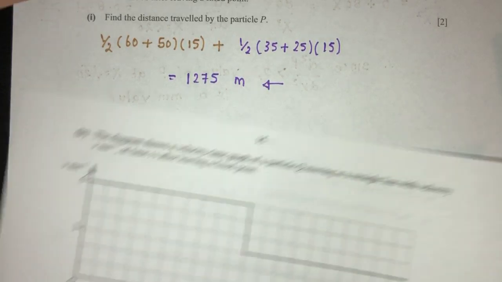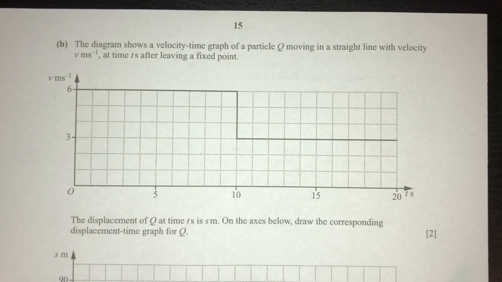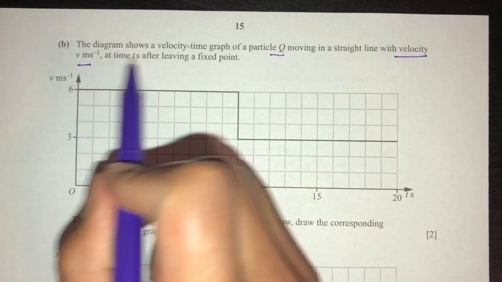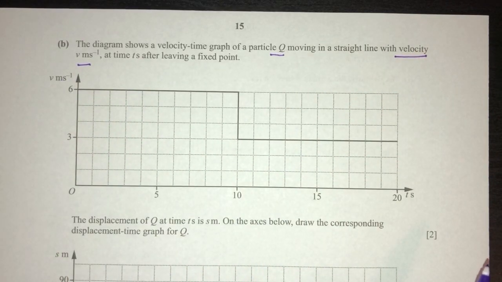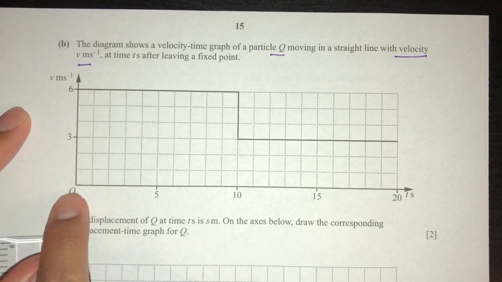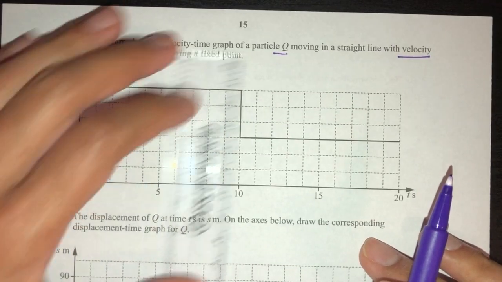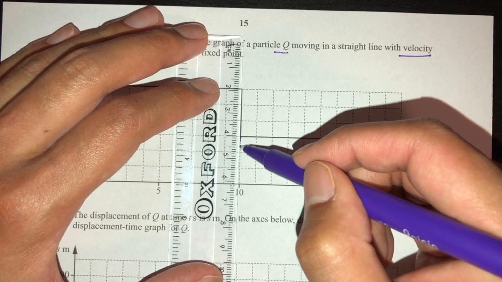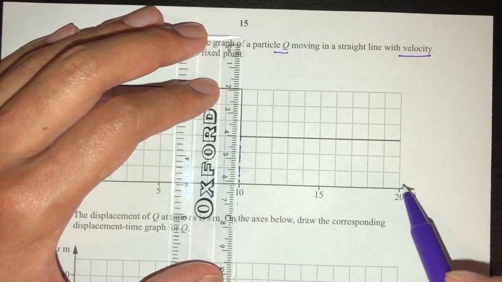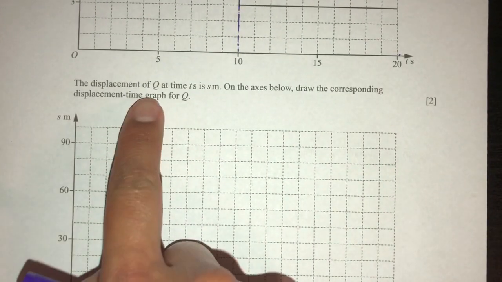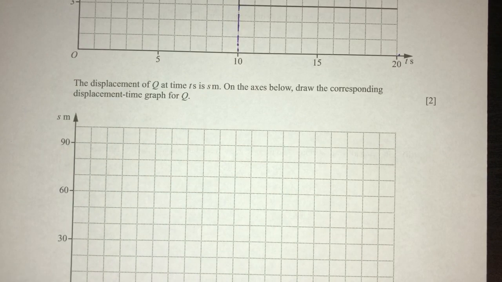Now let's move on to part B of that question. The diagram shows a velocity time graph of a particle Q moving in a straight line with velocity v at time t. As you can see, there are only two parts to this graph. The first part is from time 0 to 10, it travels at a speed of 6. Then from 10 to 20, it travels at a speed of 3. Now we have to draw the corresponding displacement graph for that particle Q.